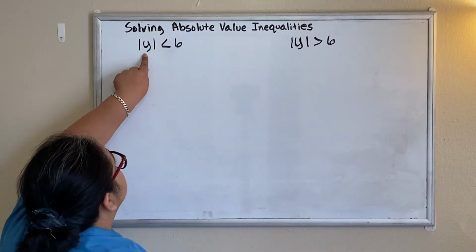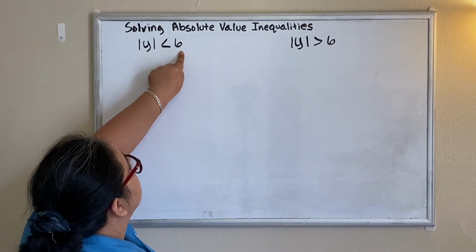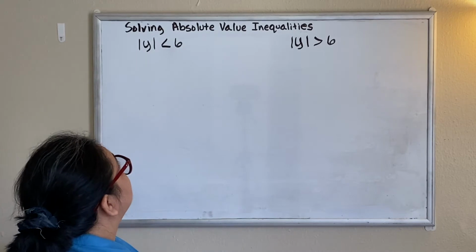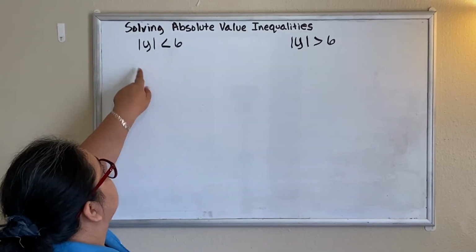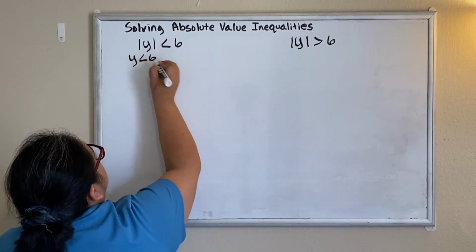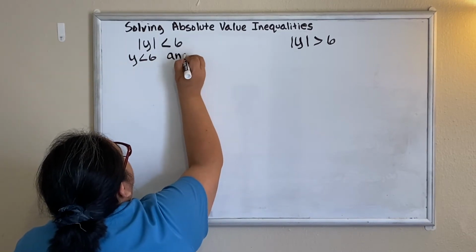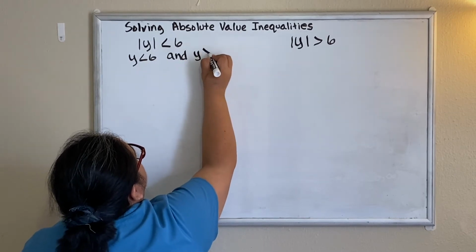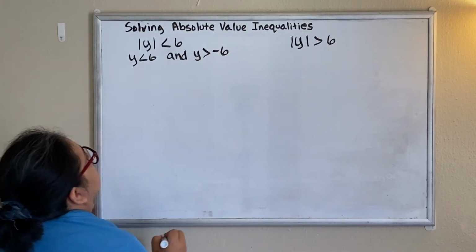Okay, so here I have the absolute value of y is less than 6. Less than is an and statement. So I'm going to write two inequalities. I'm going to write y is less than 6. I'm going to copy it down just as it is. And then I'm going to say and y, and I'm going to flip the inequality. I'm going to say greater than, and I'm going to change the sign, -6.